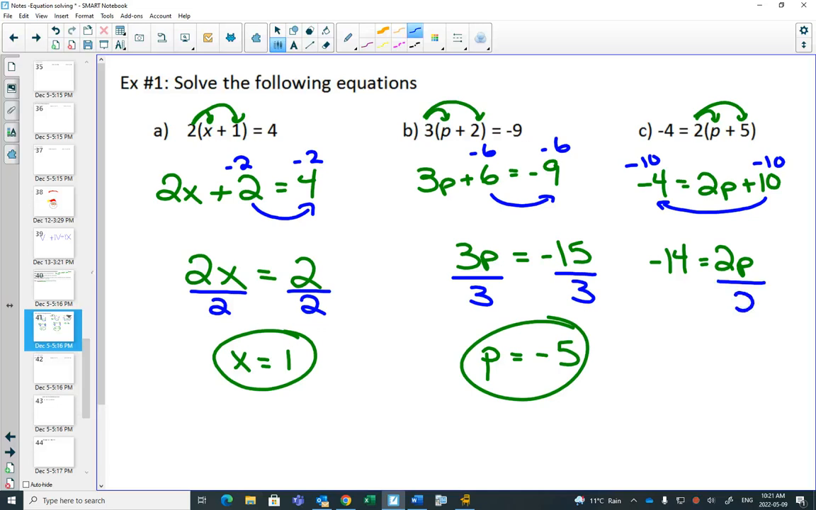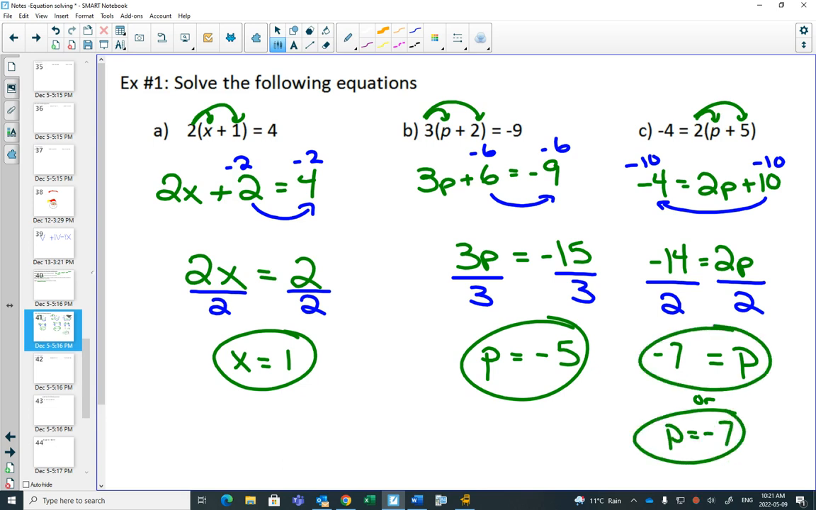Divide both sides by 2. That would get p by itself. Now you can leave the p on this side, or some people, when they solve, they always like to put the variable first. Either of these would be fine. You get p is equal to -7.